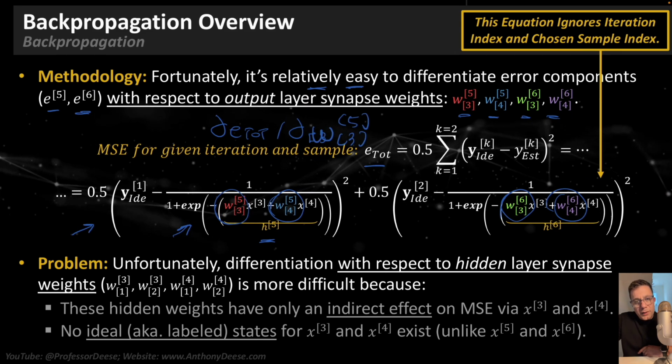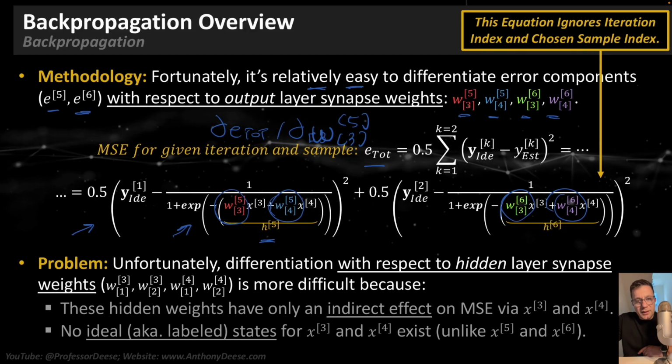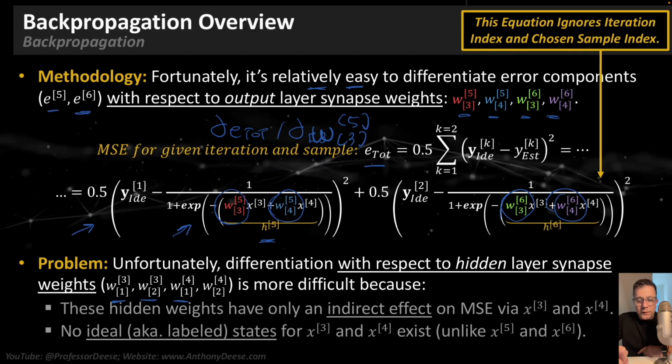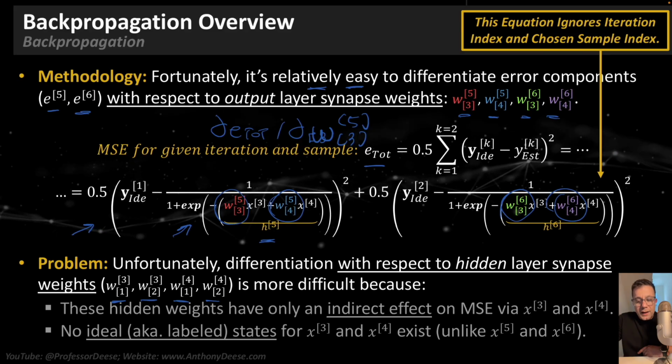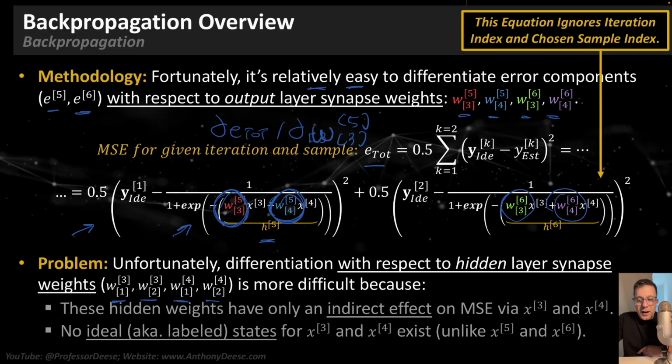Now, unfortunately, differentiation with respect to the hidden layer synapse weights, W13, W23, W14, and W24, is more difficult. Why? Because we don't see those parameters up here.